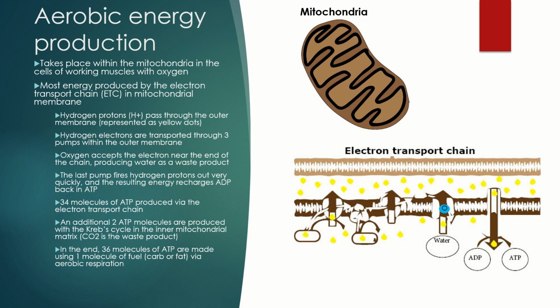So that's producing a lot of ATP. When you add that up, in the end, we've got 36 molecules of ATP, 34 from the electron transport chain and 2 from the Krebs cycle, made using 1 molecule of fuel, either carbohydrates or fat, depending on the intensity, via aerobic respiration. So these two things together, the Krebs cycle and electron transport chain, we get 36 ATP for 1 molecule of fuel, again, either carbohydrate or fat.